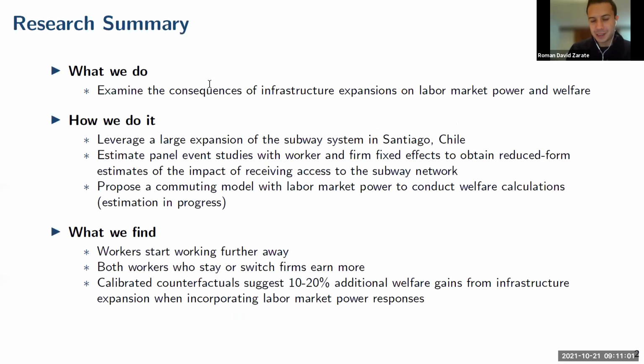So what are we going to do in this paper? We're going to relate to this economic geography literature that has a focus on understanding the economic consequences of infrastructure expansions on labor markets. Now, how are we going to do it? We're going to leverage a large expansion of the subway system in Santiago, Chile in the last 20 years. And we're going to estimate panel event studies with worker and firm fixed effects to obtain reduced form estimates of the impact of receiving access to this new subway network.